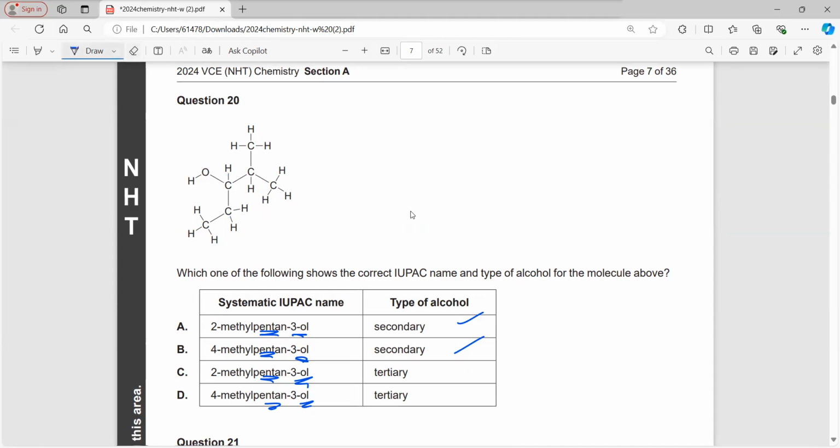And then the last thing that we have to consider is this. If we were to number it from top to bottom, it'd be on the 2nd carbon. So it would be 2-methylpentan-3-ol. Okay.